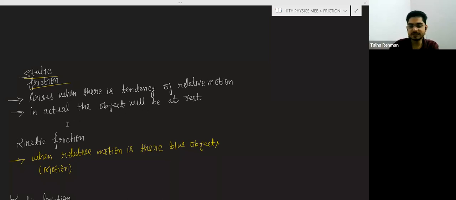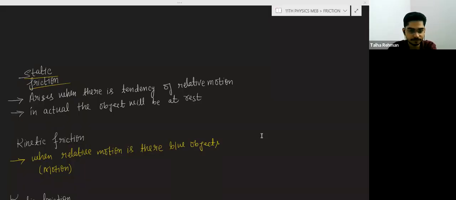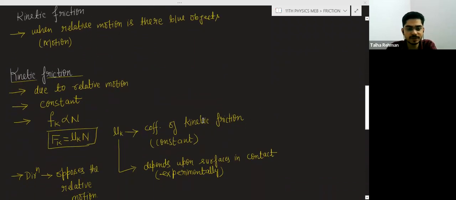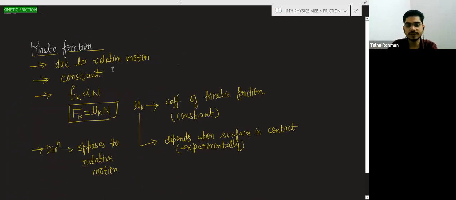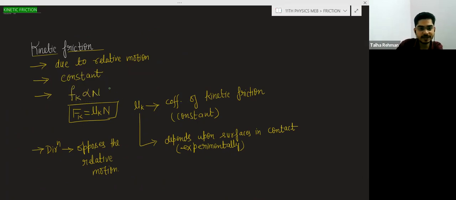You know, kinetic friction is very, very easy to explain. Suppose this object is moving on my hand, then the friction will be kinetic friction. During the motion, there will be the kinetic friction. So kinetic friction arises due to relative motion between two surfaces. And experimentally, it is found that this kinetic friction is constant. And this kinetic friction is directly proportional to the normal reaction. Very, very important point.